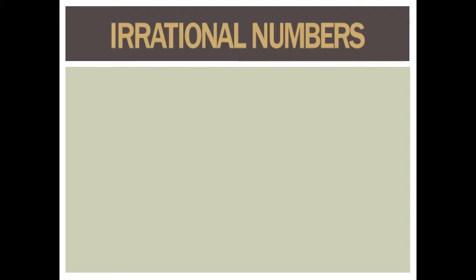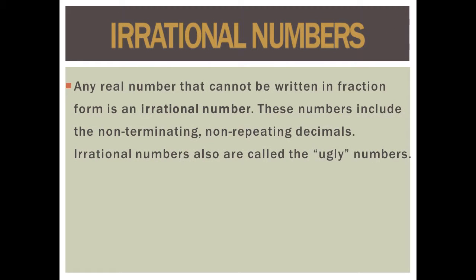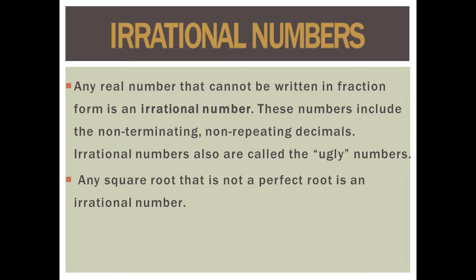The next set will be about the irrational numbers. What are irrational numbers? Any real number that cannot be written in fraction form is an irrational number. These numbers include the non-terminating and non-repeating decimals. Irrational numbers are also called the ugly numbers. Any square root that is not a perfect root is an irrational number.